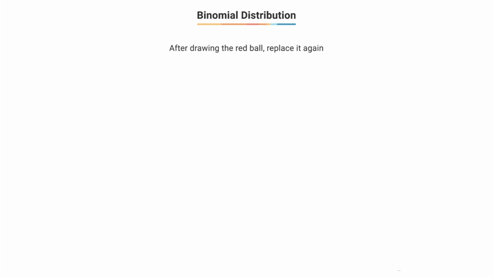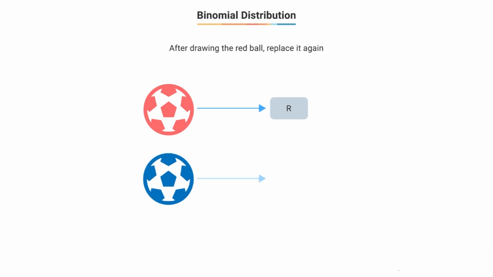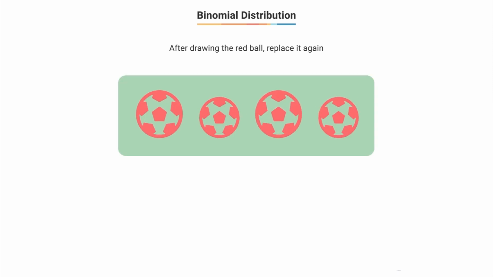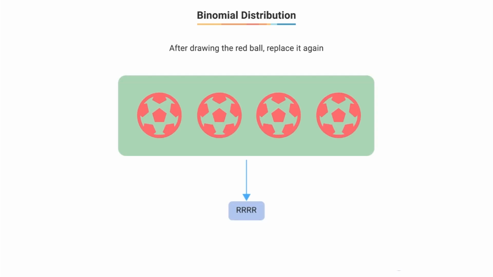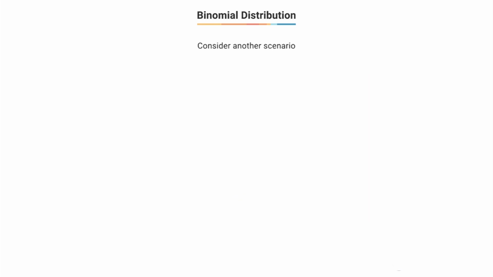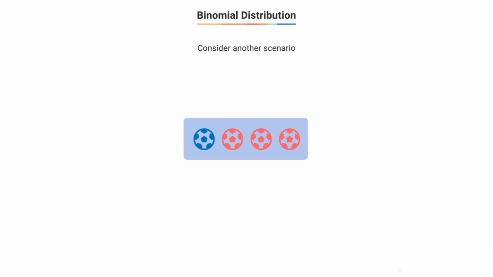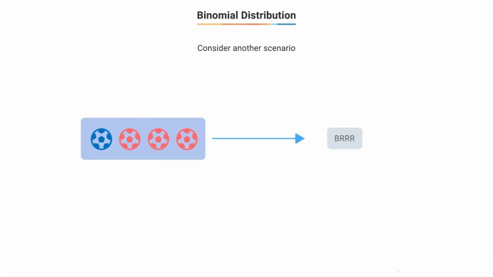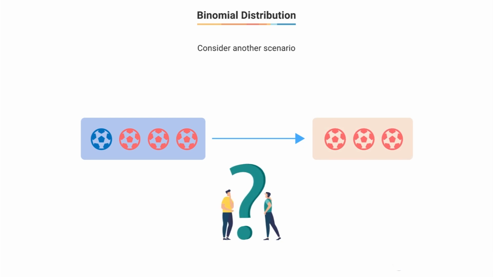Now suppose we denote the event of drawing a red ball as uppercase R and the event of drawing a blue ball as uppercase B, then the combination of getting all 4 red balls will be 4 times R. Now let us consider another possible scenario where the sequence of drawing the balls is B and triple R. This means you drew a blue ball in the first trial and red balls in the remaining 3 trials. What would be the probability in this case?